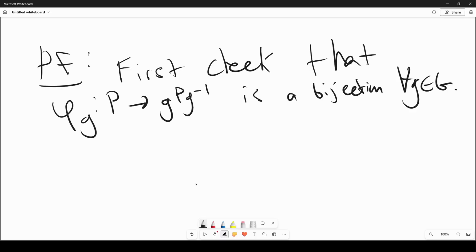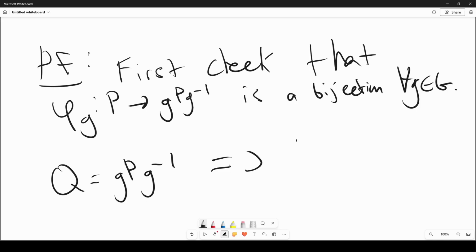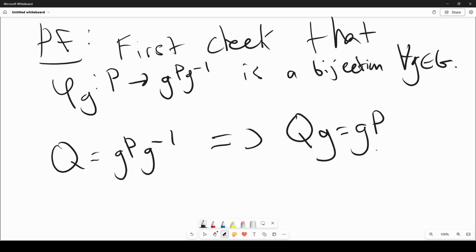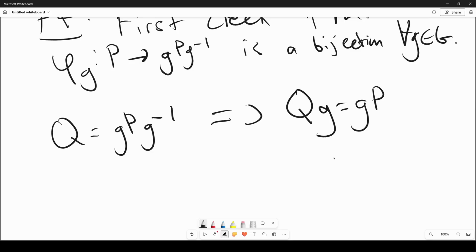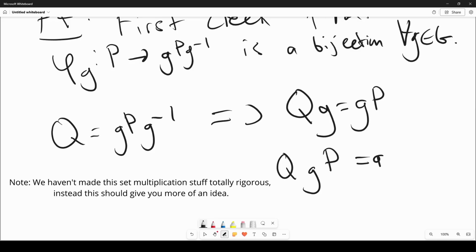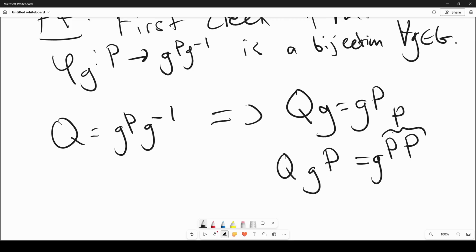Okay. So just to get some intuition for how we might approach this proof, we're looking for when Q equals g P g inverse. Well, this implies if I multiply on the right by g, I get Q g equals g P. And now I'm going to do something, which is I'm going to cleverly multiply on the right by the set P. So I'm going to just imagine multiplying by the set P. And having two P's is just the same as one P. If you multiply any two group elements together in a subgroup, you're just going to get the subgroup again.